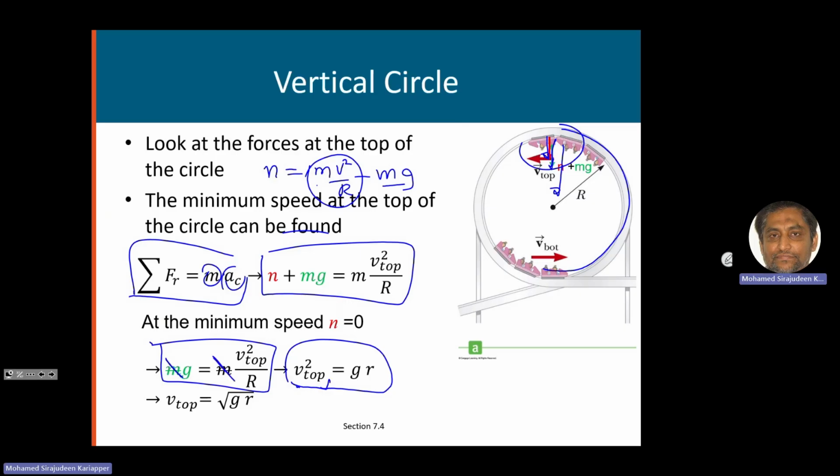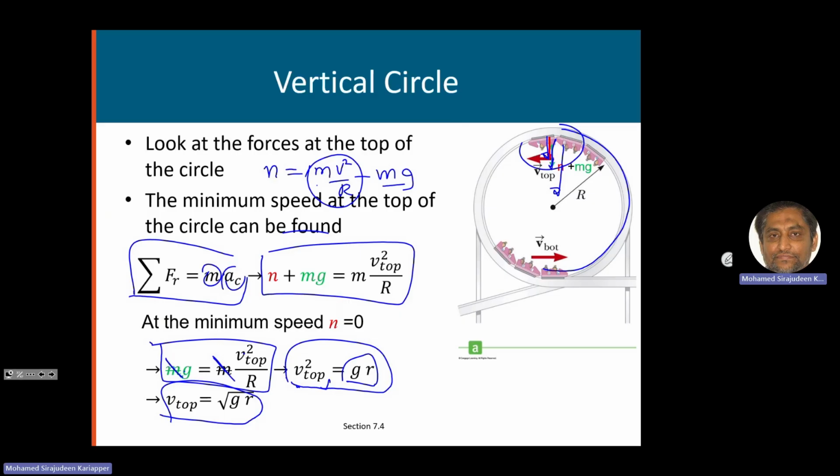So when you cancel this, v squared over r is equal to g. That means v squared will be equal to r multiplied by g. Then if I take the square root of both sides, v is equal to the square root of gr. So this is the minimum speed it should have when it is at the top. If the speed is less than this, then N becomes negative. That means you are not touching. N negative means there is no contact between the roller coaster vehicle and the track.